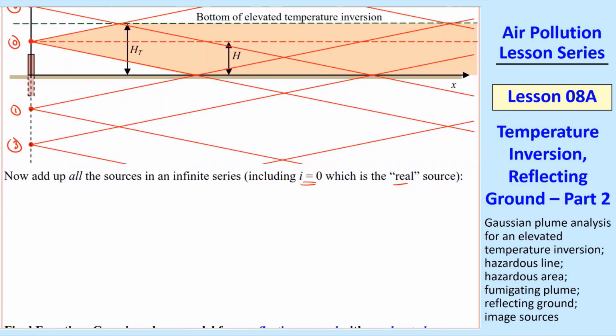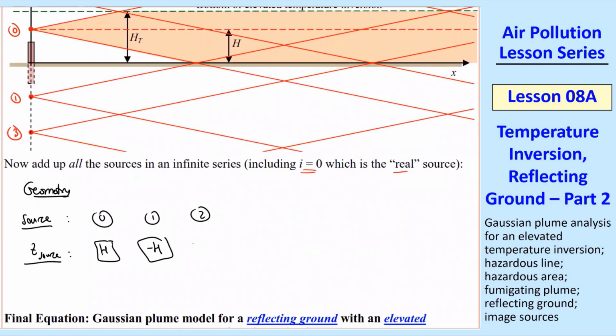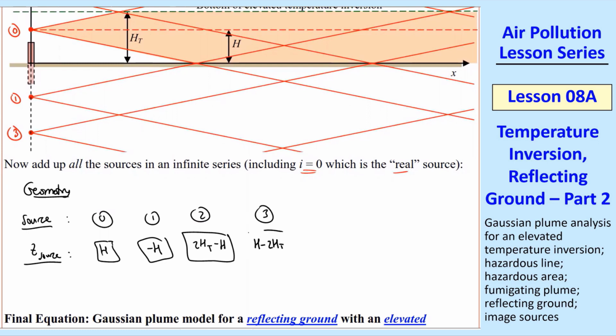Let's do the geometry. I'll just do these first 4 that we've talked about. This is just a matter of drawing this and adding some heights up. For each source, I'll give you the z of the source, the location of the source. So for 0, that one's easy, that's at h. For source 1, which is our reflected source, the real source reflected because of the reflecting ground, it's negative h. Number 2, which is this first one up here, that's the same as our previous lesson where we had 2ht minus h. And then you keep doing this. Number 3 ends up being h minus 2ht. And number 4 is h plus 2ht. And you've got to do this forever.